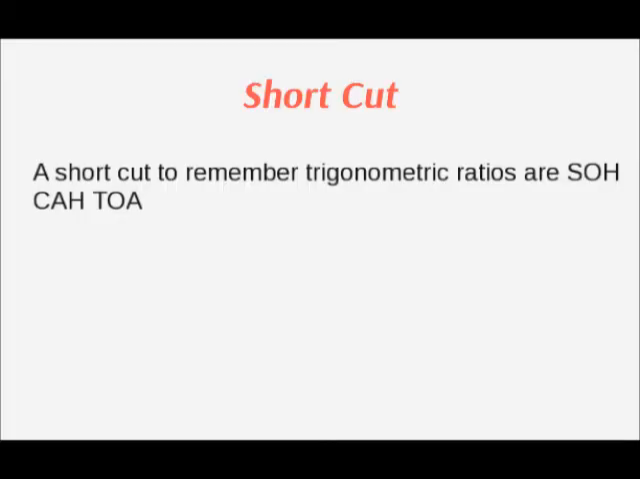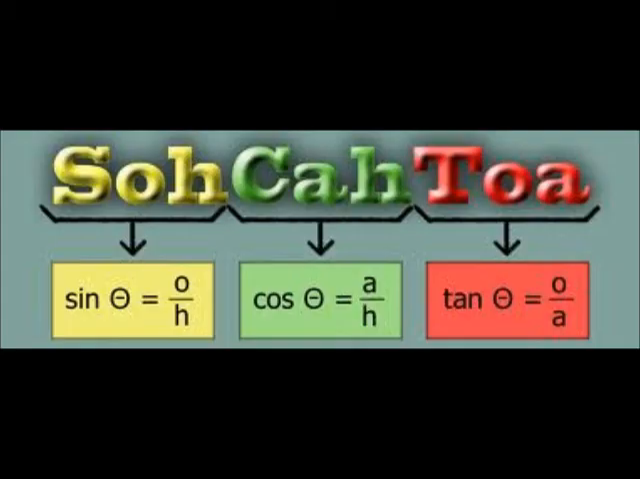And lastly, we're going to take a look at our shortcut. Remember, the shortcut to remember trigonometric ratios is SOHCAHTOA. So for sine, meaning opposite over hypotenuse, cosine, meaning adjacent over hypotenuse, and lastly tangent, opposite over adjacent. These are the key shortcuts to remember when you're trying to solve a problem like this.